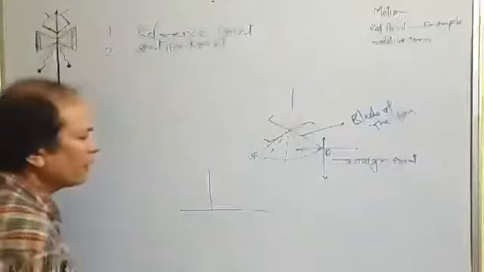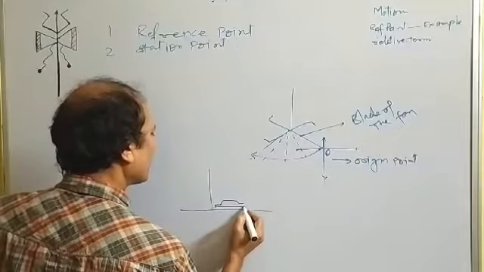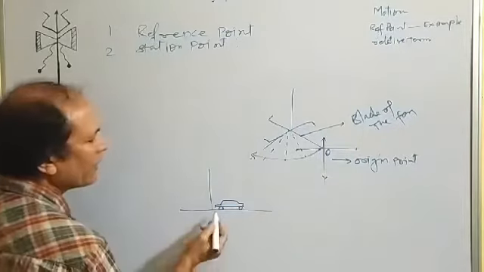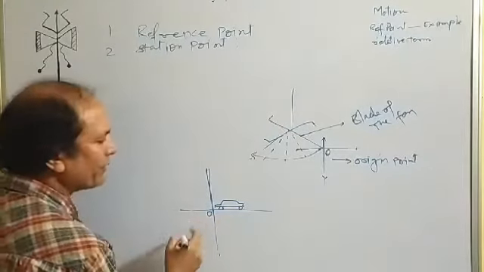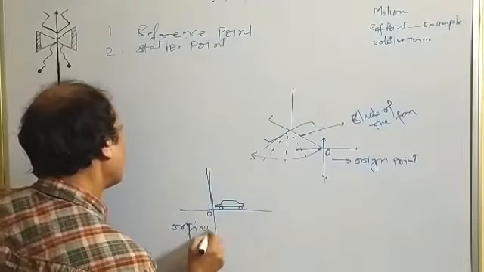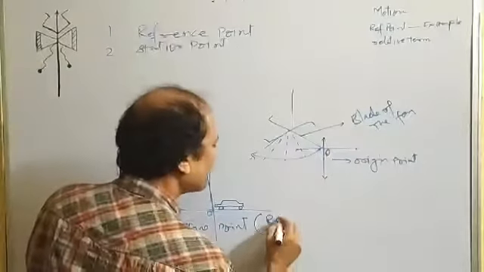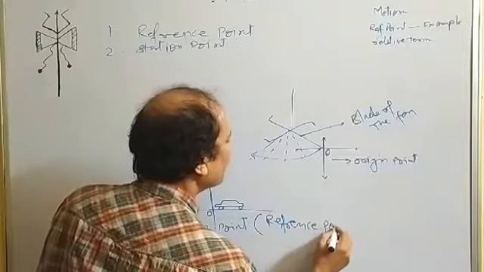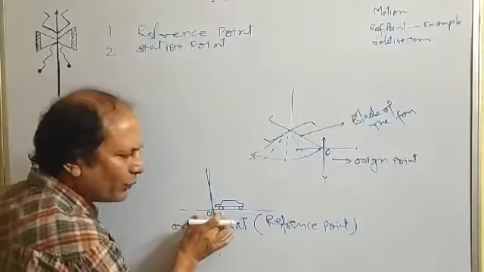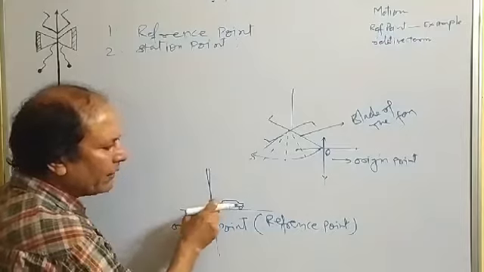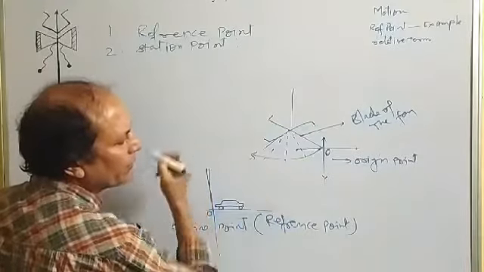For example, suppose a car is stable. So we can say that this fixed point is the origin point. This origin point is the reference point. So I will tell you here that the reference point or origin point is the point from where a body starts its motion. From here, this body starts its motion.